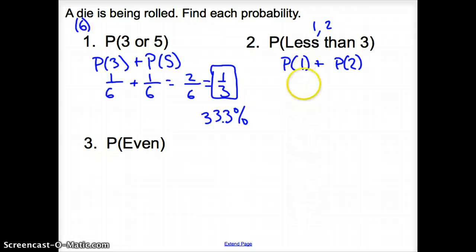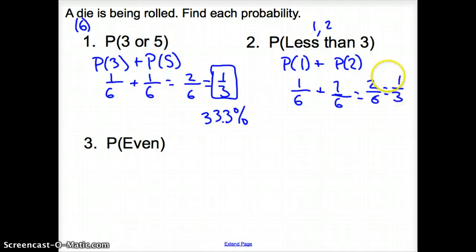How many 1s are on a dice? There is only 1 out of a total of 6. Plus, how many 2s are there on a dice? There's only 1 over a total of 6. You add those up. That's 2 over 6 again. You can simplify it to be 1/3 for our answer.